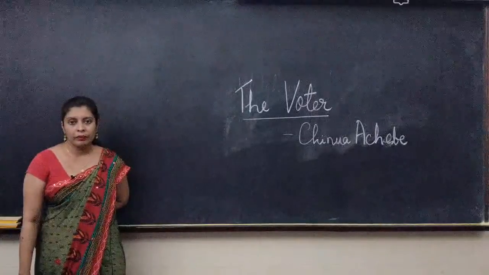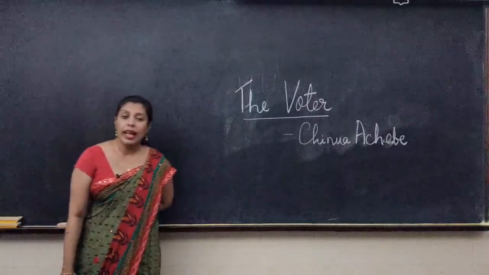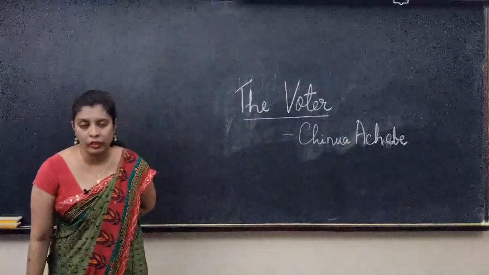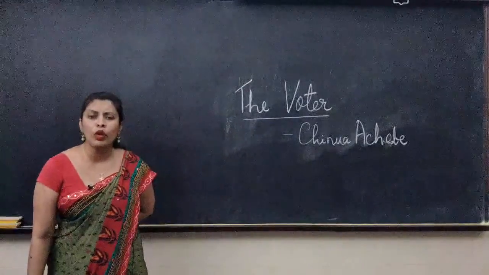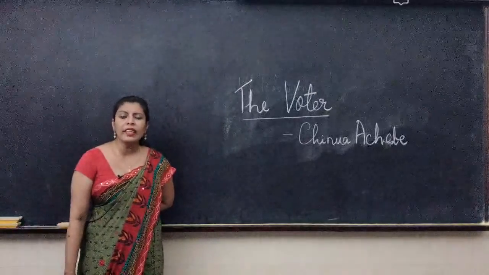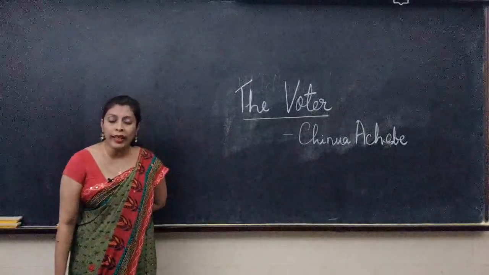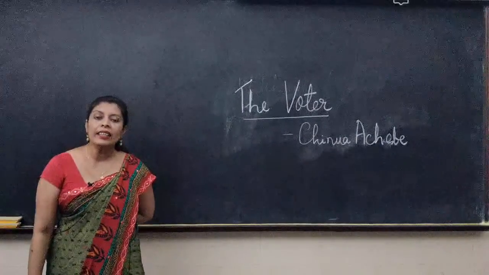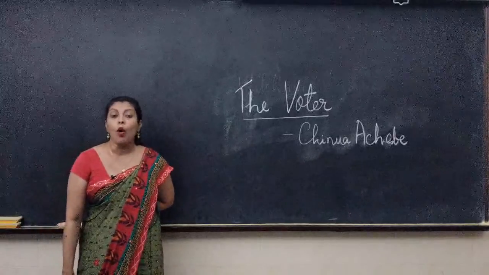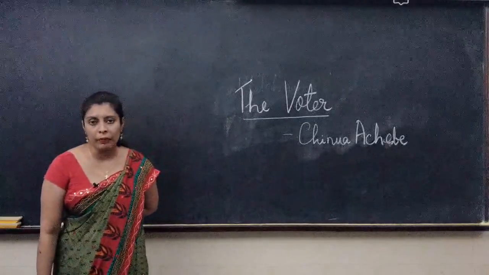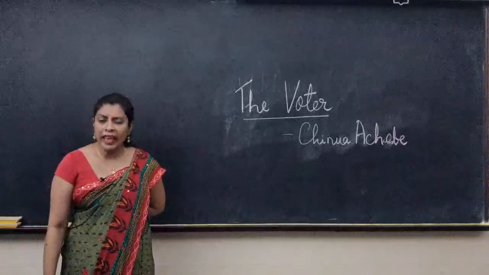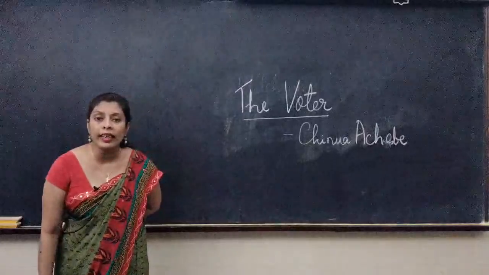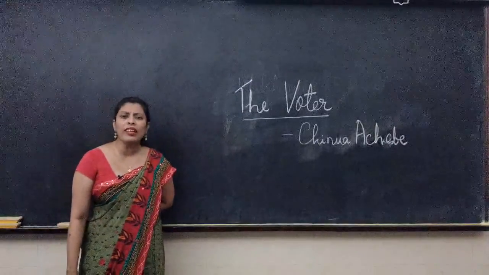Voting right, the electorate. An electorate is a person who has the right to vote. Now, what is voting? What is the right of voting? Voting is the right of every citizen in a democratic setup. Now, what is a democratic setup? In India, we have a democratic setup. The government is a democratic government. What is a democratic government?